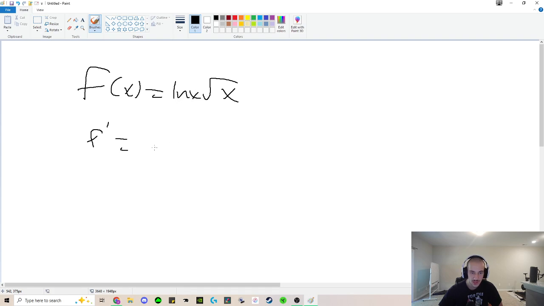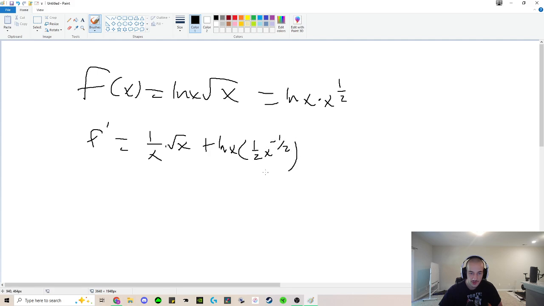So derivative of ln x is going to be 1 over x times root x plus ln x. What's the derivative of root x? Well, it's x to the 1/2, right? This is ln x times x to the 1/2. So this is going to be 1/2 x to the negative 1/2.